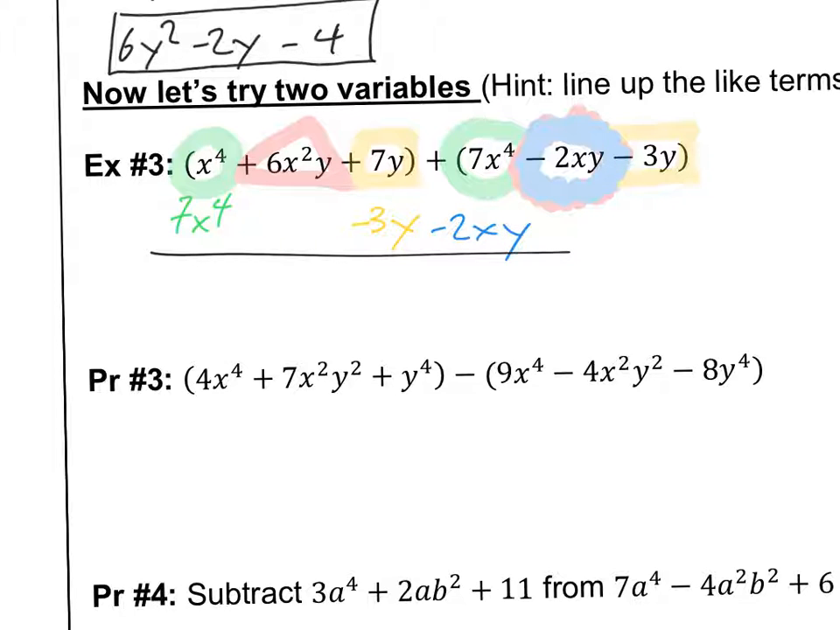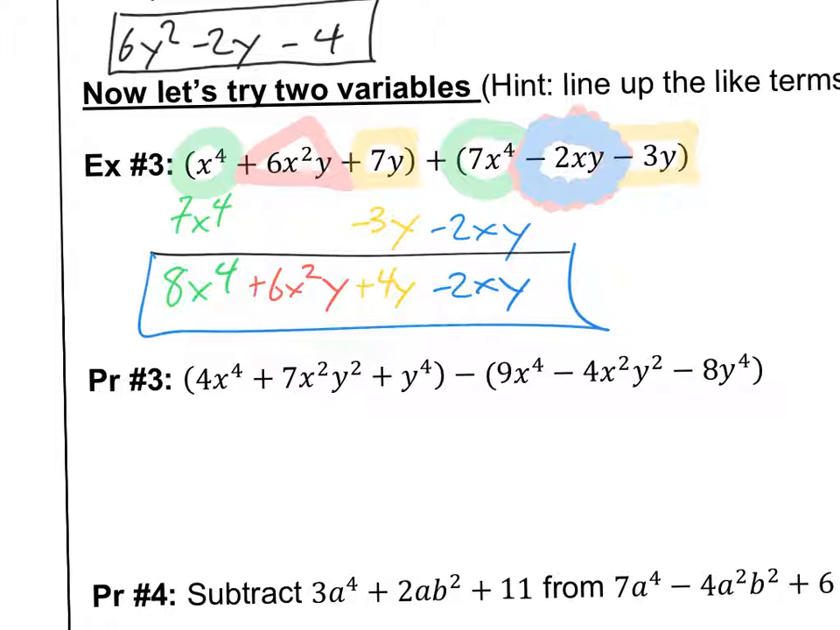I would get 8x to the fourth. For this one, there's no other term like it, so I just get plus 6x squared y. For this one, 7 minus 3, that's positive 4y. And there is no other term like this, negative 2xy, so I just do negative 2xy.